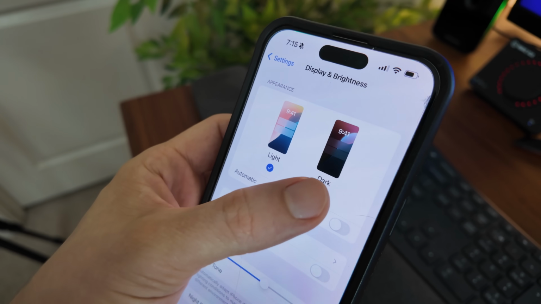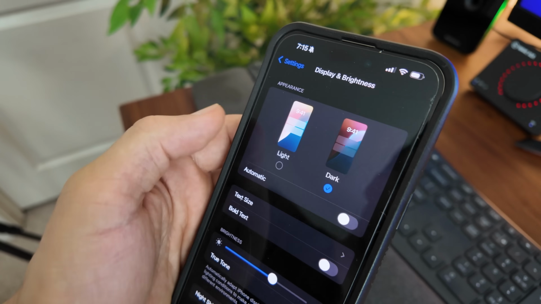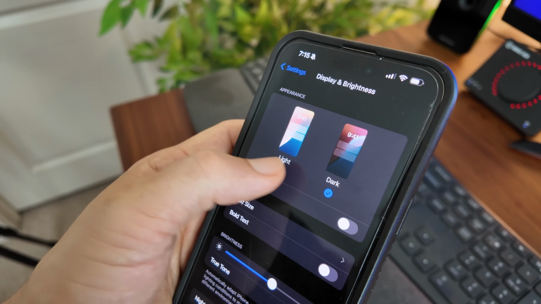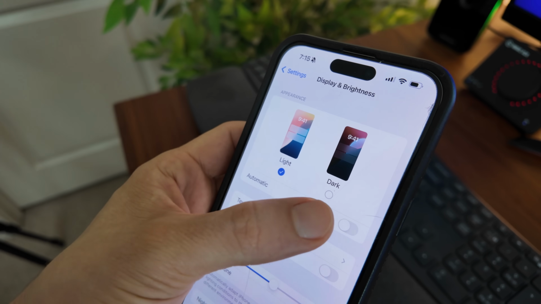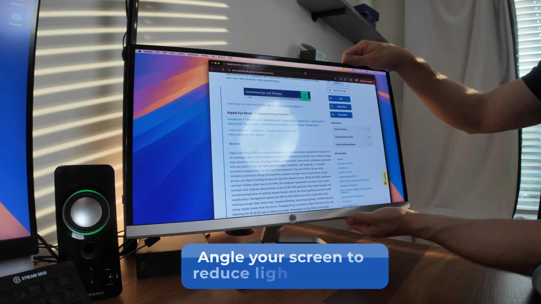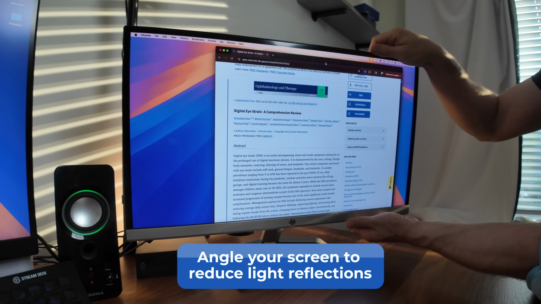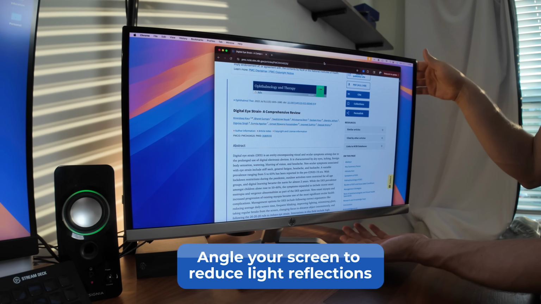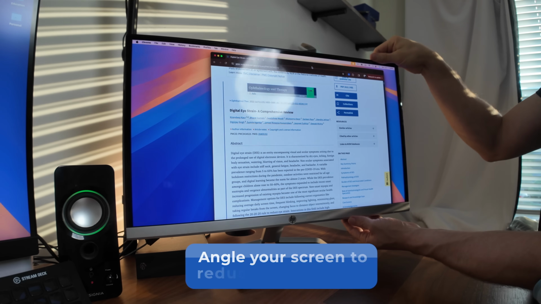On some devices, you can also turn on dark mode or dark themes, which some people prefer because it may help them with either light sensitivity or glare in some situations. And speaking of glare, be sure to angle your screen so that you can reduce the amount of light reflections bouncing off that screen and reducing your ability to see it.